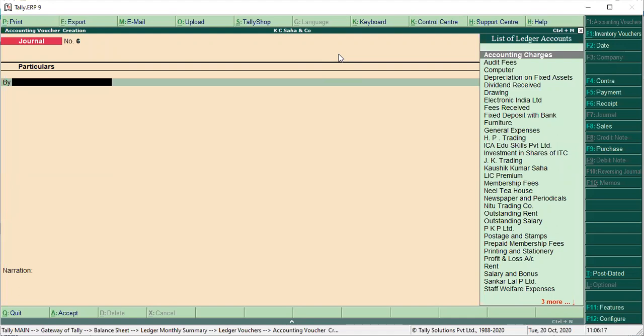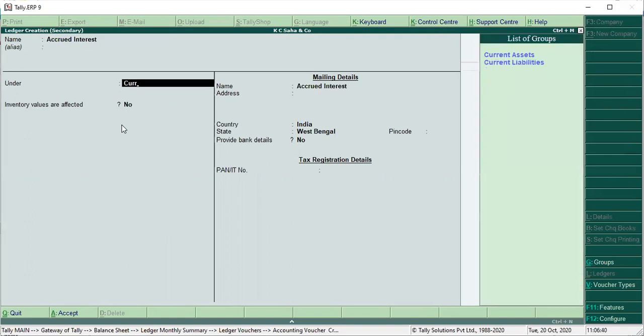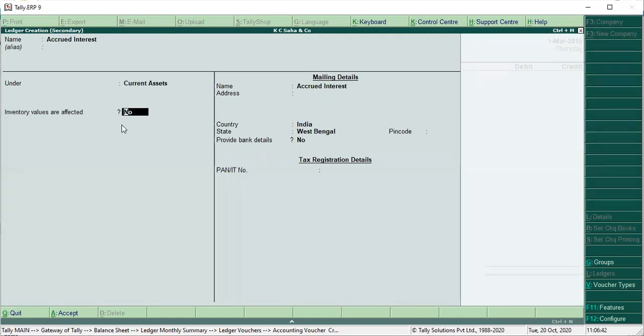There is no ledger called accrued interest, so you have to create it here by pressing Alt C, that is accrued interest. The grouping you have to give is under the current asset. So accrued interest in the current asset, just enter it.